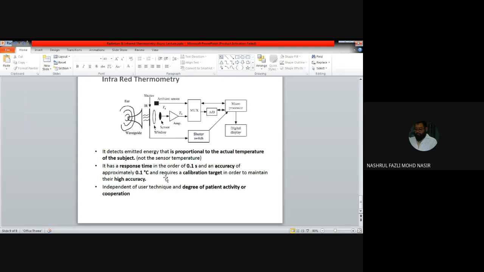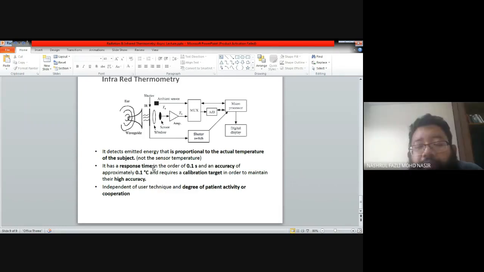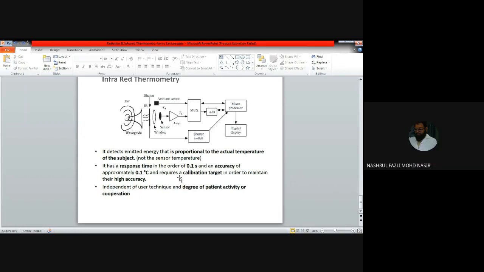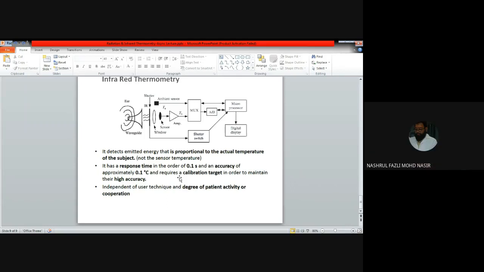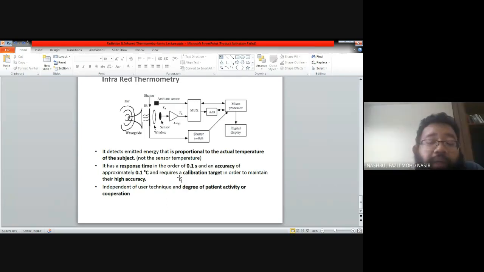Compared to, say, the mercury thermometer, this needs calibration. Usually calibration is needed after maybe a year, or after a few months, to make sure that the reading is correct. It is independent of the user technique and degree of facial activity or coefficient. So it is more reliable. It is one of the reliable techniques to sense the temperature.